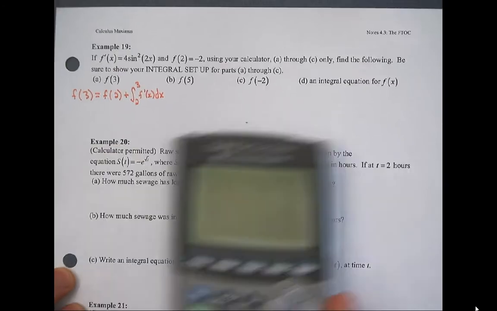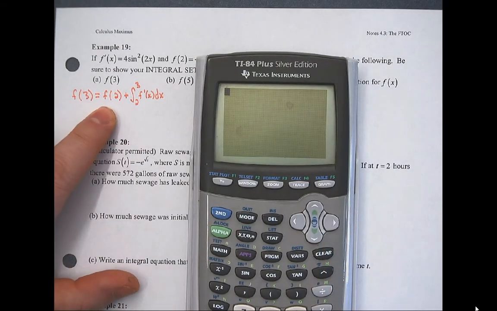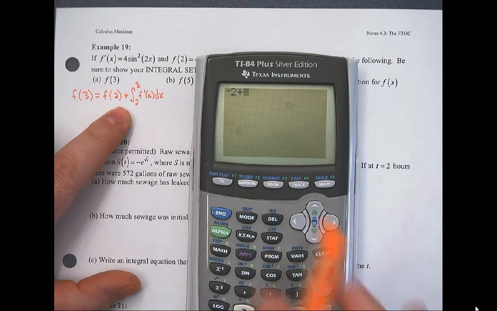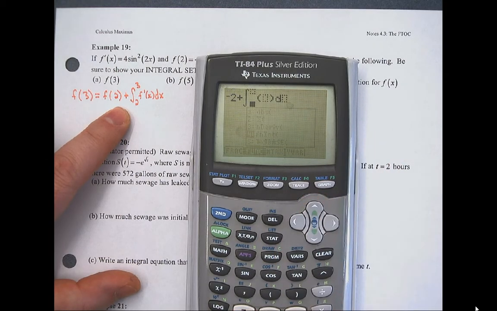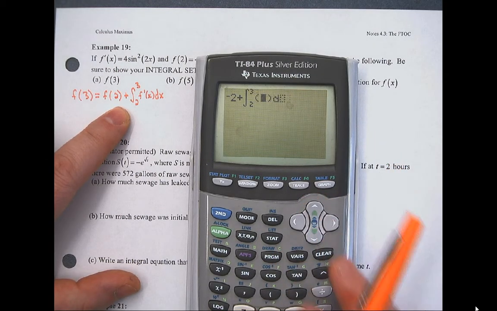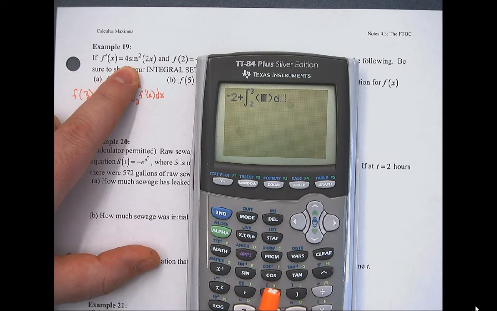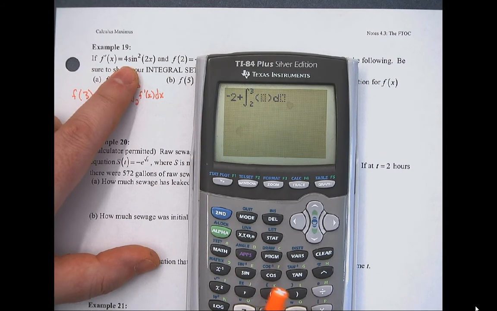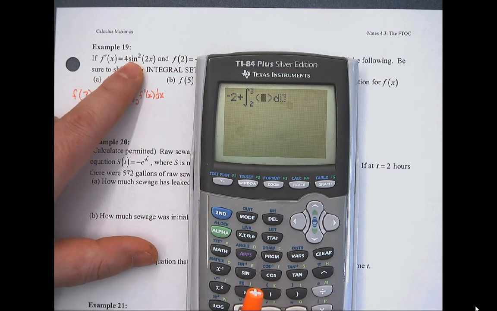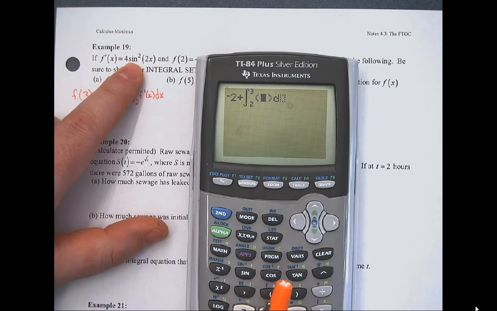So I'm going to put in f of 2, which we know is negative 2, plus I'm going to integrate from 2 until 3. Now I do have to put the equation in. Practice putting that in there. How do you handle that squared? Practice typing it in. Let's see how you do. Pause it and give it a try.